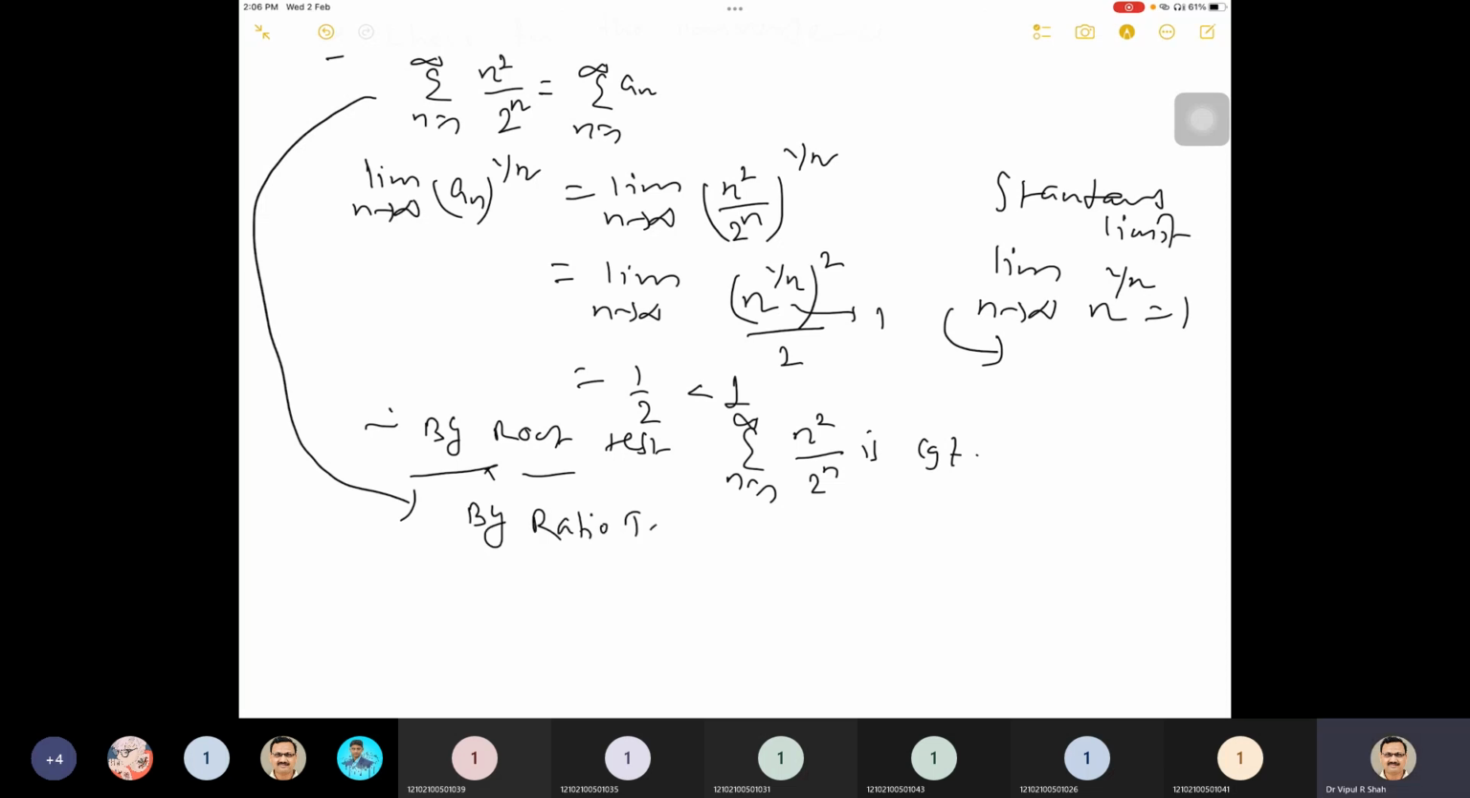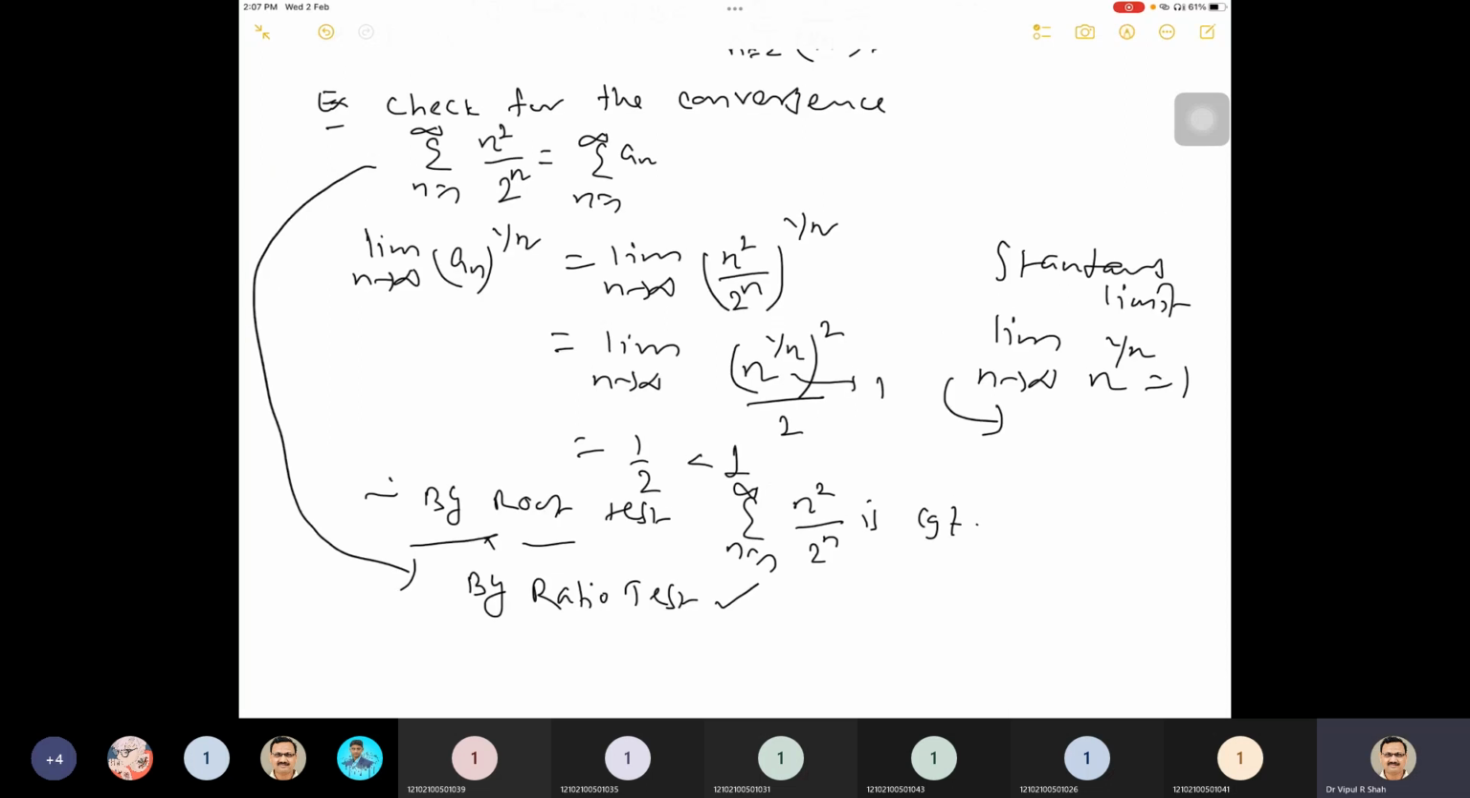You can use the same example with the ratio test also. You can solve this example by the ratio test also. Okay, everyone? Yes, sir.